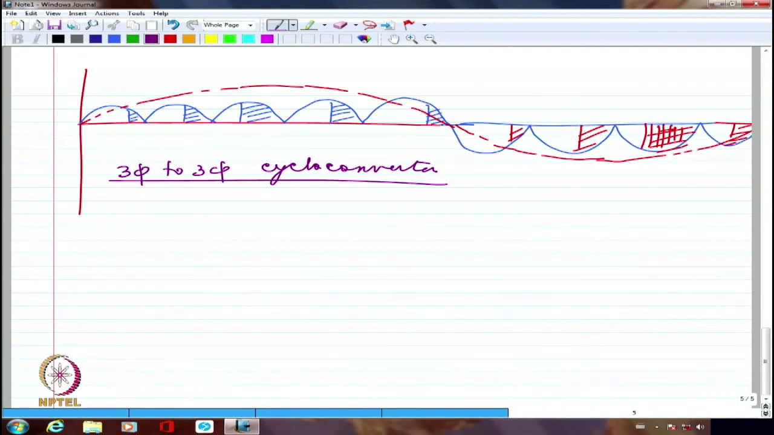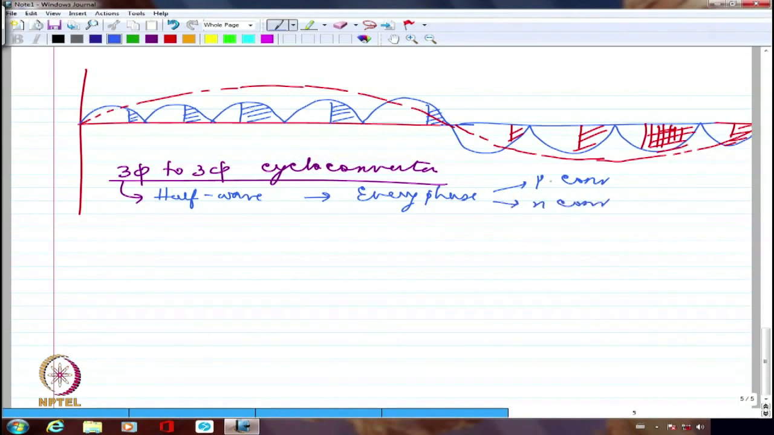If I talk about half wave, every phase will have 1 P converter and 1 N converter. The P converter will require 3 devices, and the N converter will require another 3 devices. So I will require 6 devices per phase, and 18 devices if I am talking about half wave. If I talk about full wave, I have to double it. I will require 36.